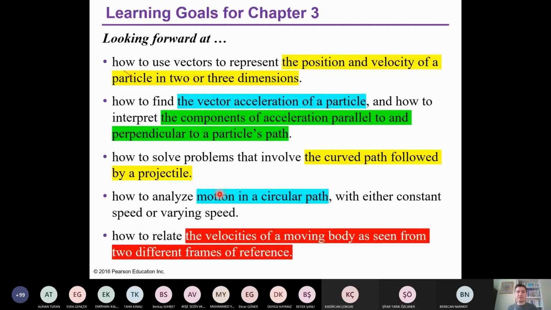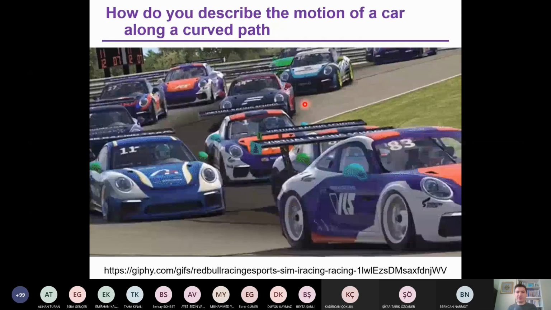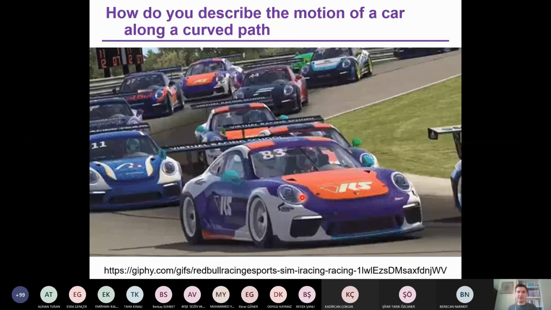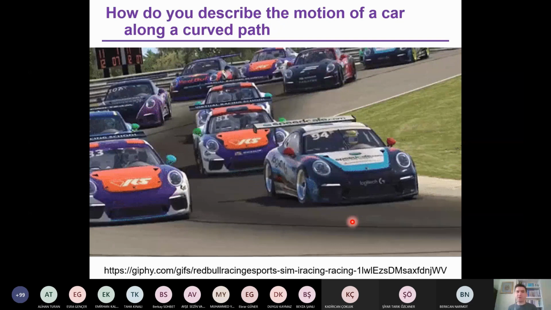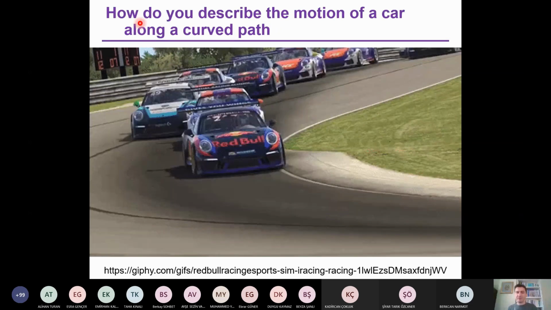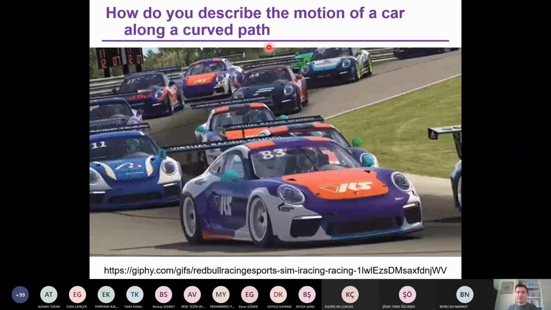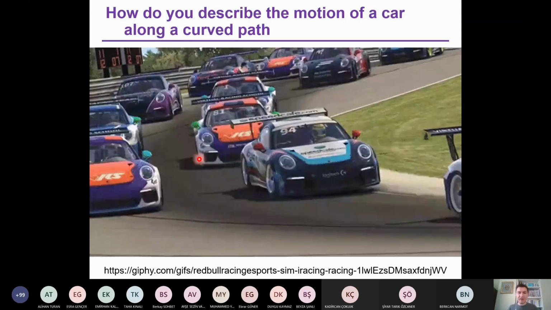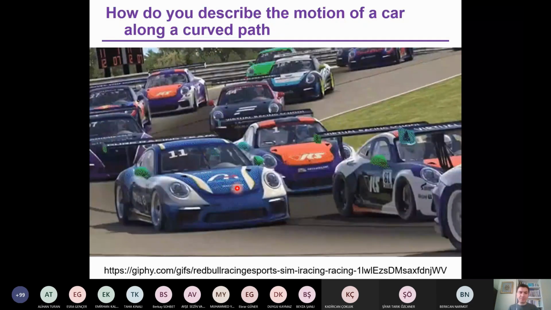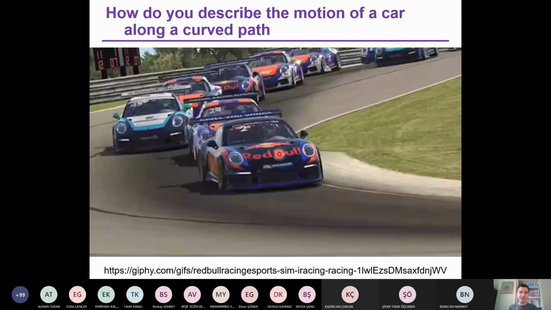So now I have a few questions. Here you see racing cars, and they have more or less a circular or curved path here. So how do you describe the motion of the car along the curved path? After this chapter, you will be able to explain the behavior of these cars. In addition to that, for defense applications, this is a very common application in the defense industry.